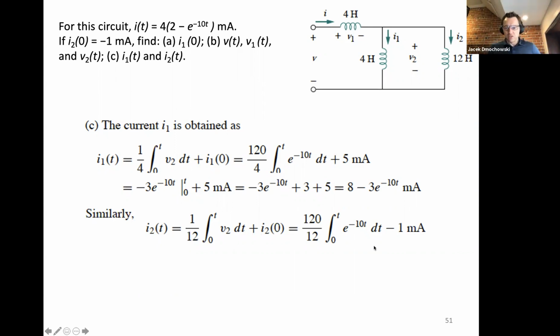Anyhow, this integration is just like this one, except that we have a different value of the inductance, and the initial current is -1. So when you evaluate it, you get, as you would expect, a term that goes to 0 as t goes to infinity. Namely, you get a current here of -e to the power of -10t.